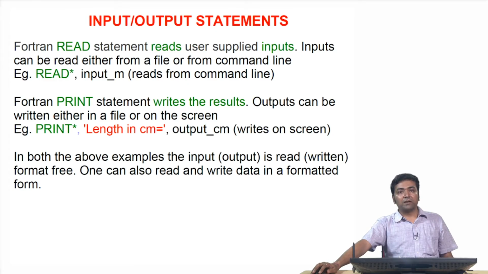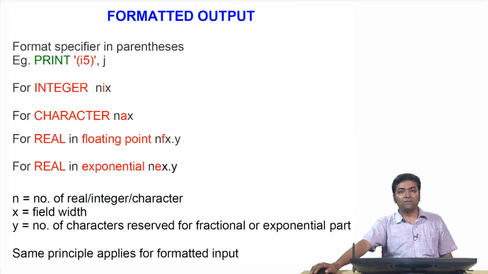One thing you note is that in both these cases I have put a star, which denotes that it is written and read in the free format. But one can also write or read the data in a formatted form in Fortran, and this is done in the following way. Typically formats are written after the print statement. For example, here I have print and then within inverted commas and within the bracket I write the format statement. For different types of variables one has different ways to write the format statement.